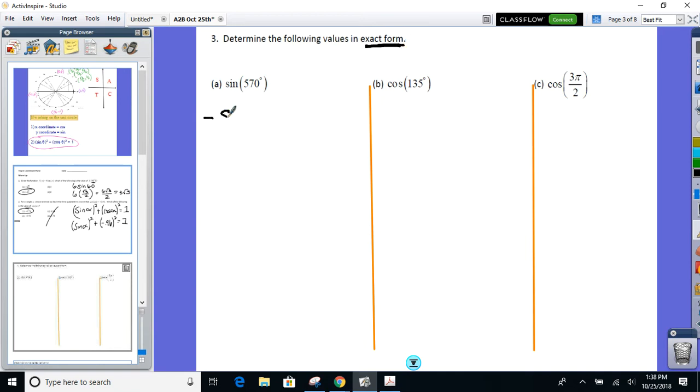So negative sine, reference angle for 570. Now, I don't blame you if you're like, that's way too big for me to handle. I get it. Is there a way you can make it smaller? Subtract what from it? 360 and say, okay, now I'm dealing with not 570, but 210. Reference angle for 210. 30. And remember, the place where we're at now in this unit, it should be 30, 60, or 45.